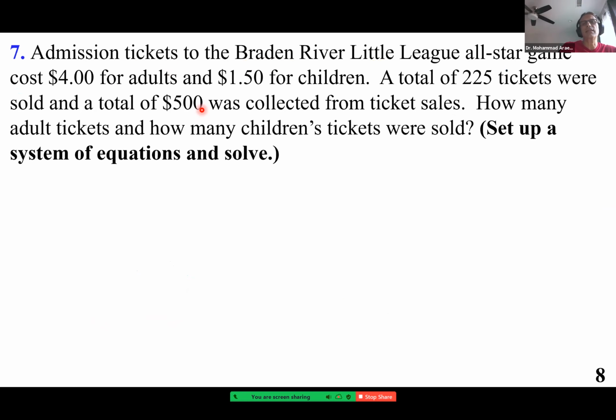Admission tickets to Little League are $4 for adults and $1.50 for children, and we have a total of 225 tickets. We collected $500. We want to see how many adult tickets and children tickets. We are going to set up a system of equations. Again, it's sort of a mixture problem, everybody.